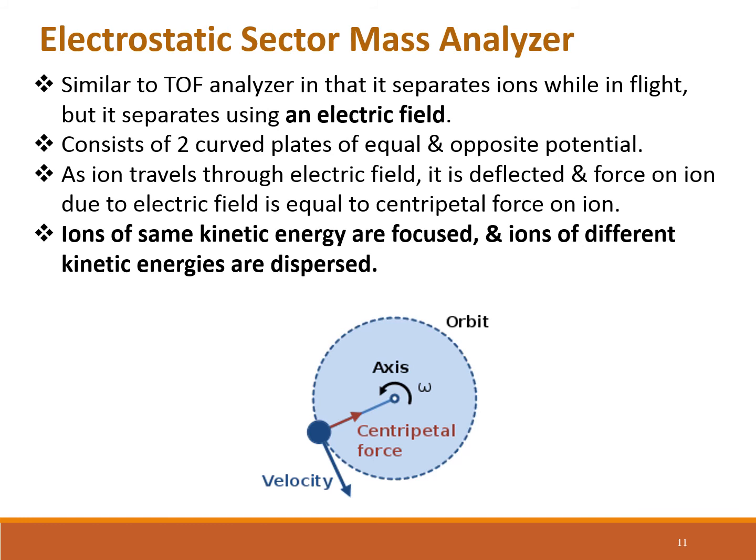The electrostatic sector mass analyzer is similar to the TOF analyzer in that it separates ions while they are in flight, but it separates using an electric field. It consists of two curved plates of equal and opposite potential. As ions travel through the electric field, they are deflected, and the force on the ions due to the electric field is equal to the centripetal force on the ions. Ions of the same kinetic energy are focused, and ions of different kinetic energies are dispersed.